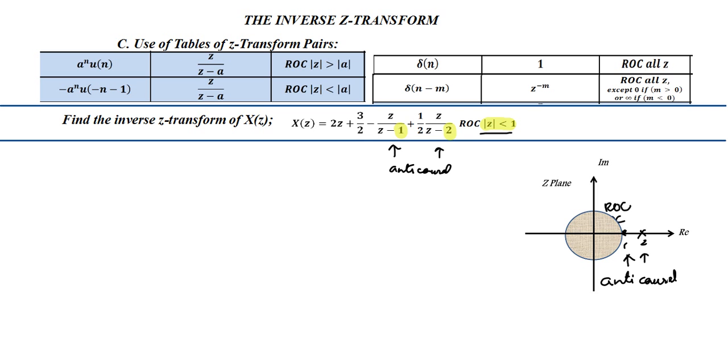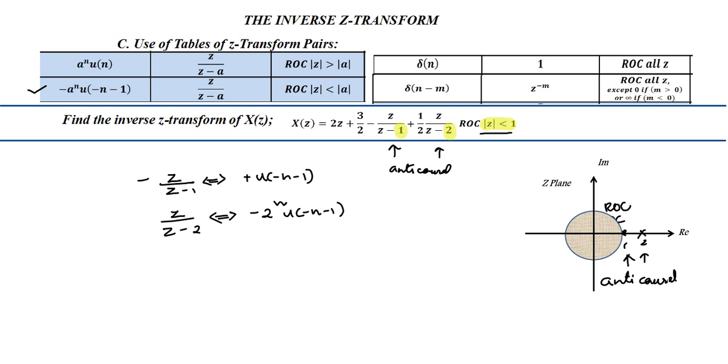There are 2 options, so we need to prefer anti-causal in this case. So if you write z by z minus 1 in anti-causal form, we need to write minus u of minus n minus 1, and in the equation there is a minus, so it becomes plus. And another term, it's z by z minus 2. You write this term again, you need to write minus 2 raised to n into u of minus n minus 1.